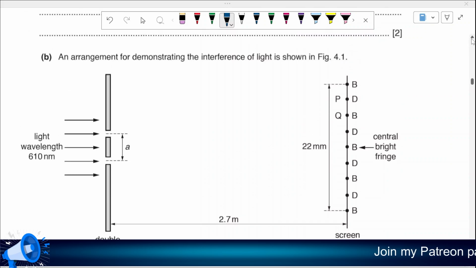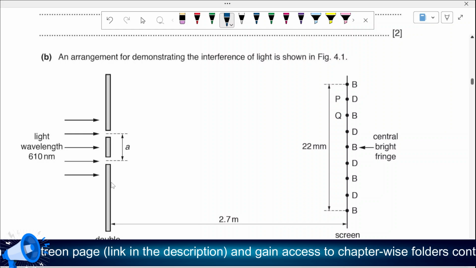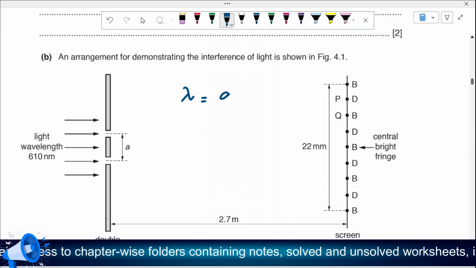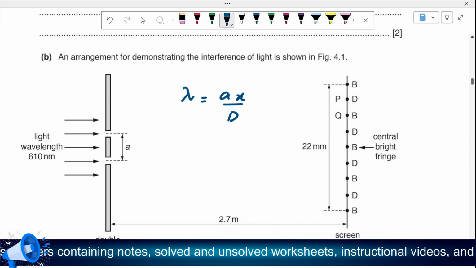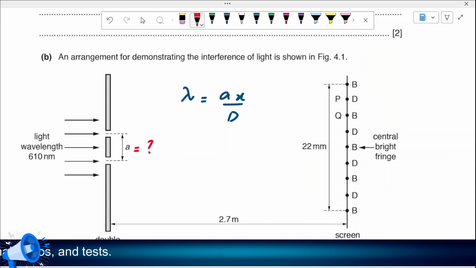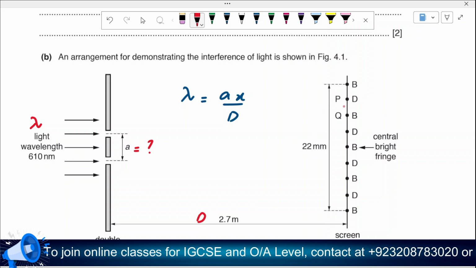And then we have a question which looks like from the topic of Young double slit experiment, and I can quickly write down the formula of Young double slit experiment. I don't even know if they'll ask me to use the formula, but I'll just write it anyway. What does A represent? A is over here, which is unknown. Lambda is given, 610 nanometer. The value of D is 2.7 meters. The value of X, we can always find the value of X indirectly here.